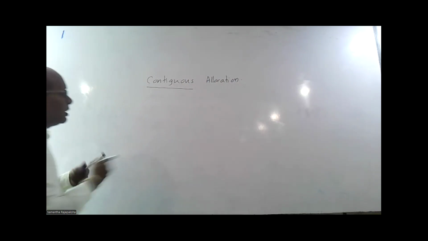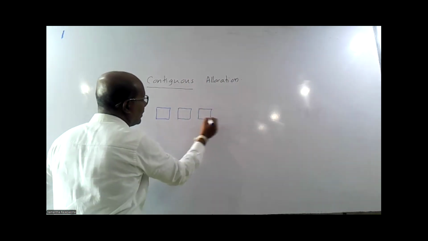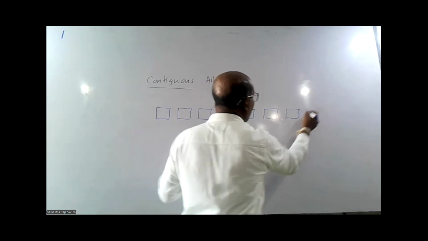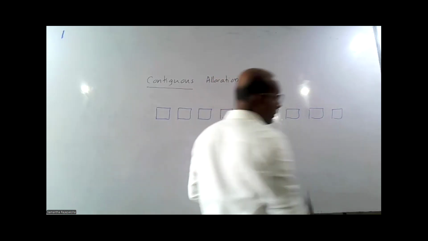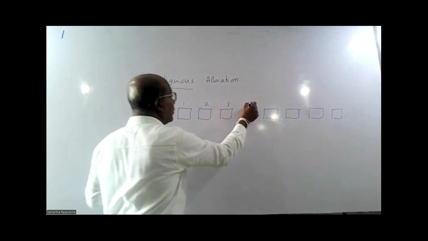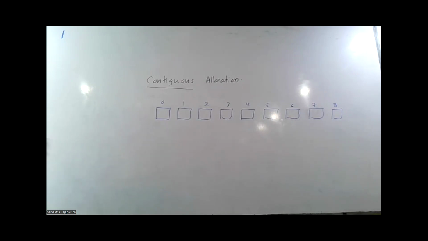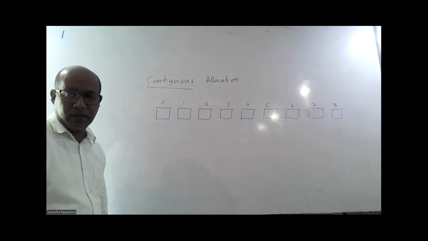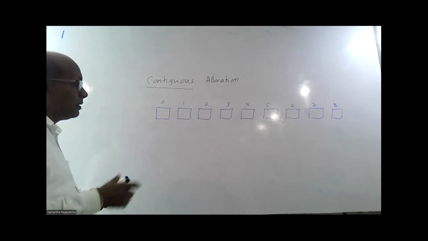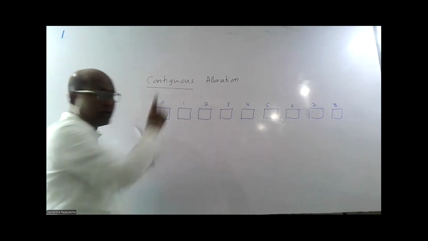Now, what is contiguous allocation? We have the blocks in the hard disk like this, as I told you. We number these blocks 0, 1, 2, 3, 4, 5, and so on. This is how you can see the blocks of the hard disk. Contiguous allocation means we store the starting block, and some consecutive blocks will be allocated to the file.